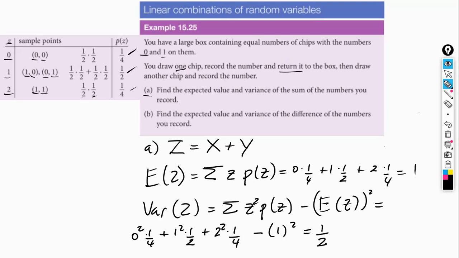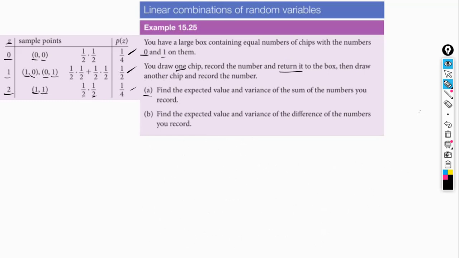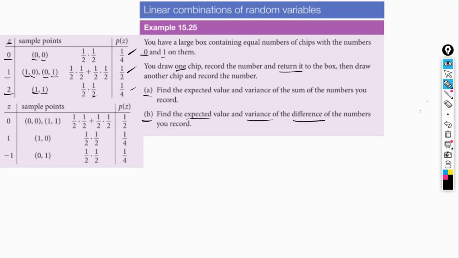So now let's focus on part B. For part B, they want us to find the expected value and the variance of the difference of the numbers you record. So this requires a totally different table. So notice what would be the possible outcomes. We could get either 0, we could get 1, or we could get -1.